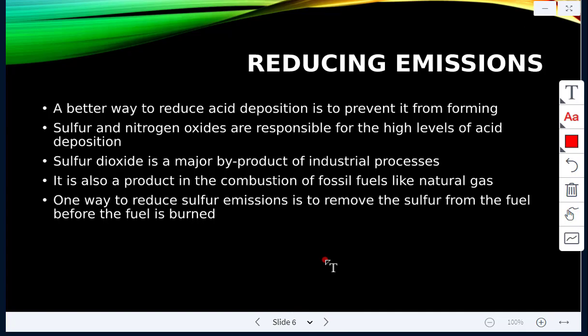Reducing emissions. A better way to reduce acid deposition is to prevent it from forming in the first place. Sulfur and nitrogen oxides are the compounds responsible for the high levels of acid deposition. Sulfur dioxide is a major byproduct of industrial processes, and it's also a product in the combustion of fossil fuels like natural gas. One way to reduce sulfur emissions is to remove the sulfur from the fuel before the fuel is burned.